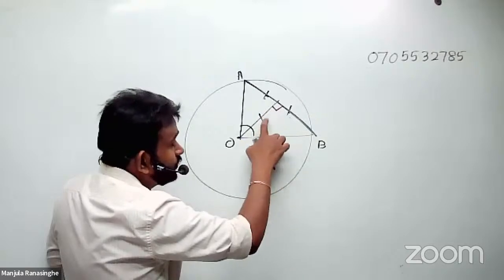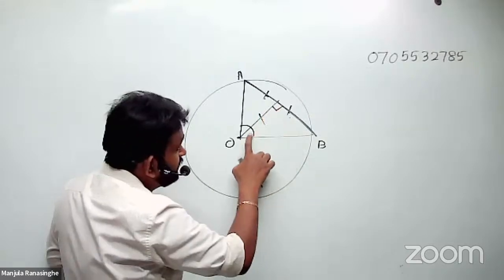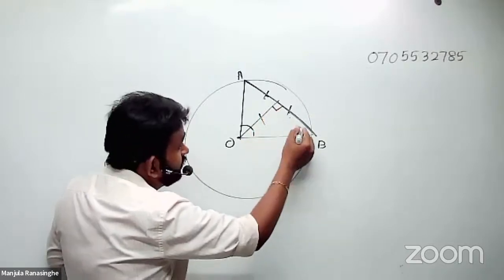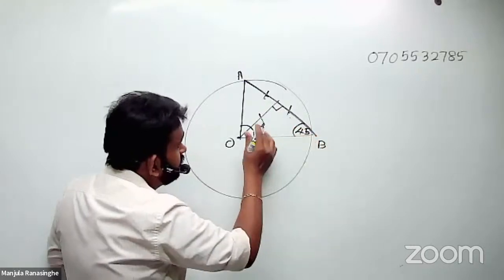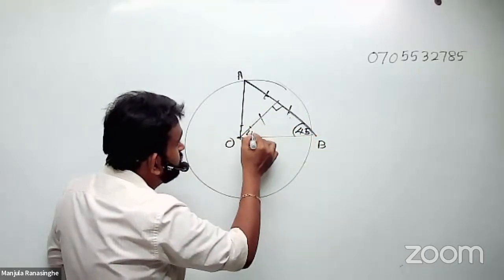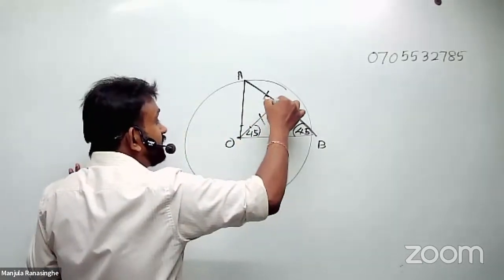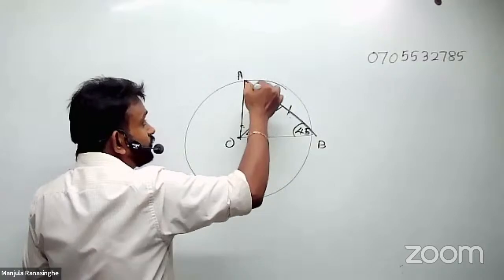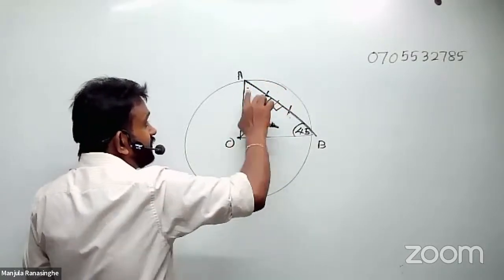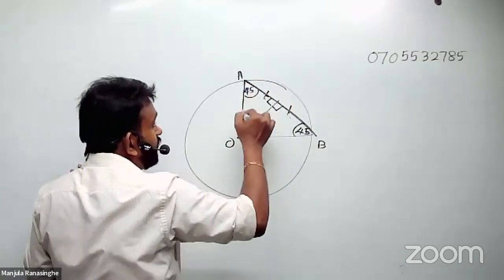Then you can see these two sides are equal. If it is 90, these two angles are equal, 45, 45 shared. 45, and here also 45. And here you can see this is 90, as well as these two angles are also the same, opposite to those two sides. So that is shared 45, 45.